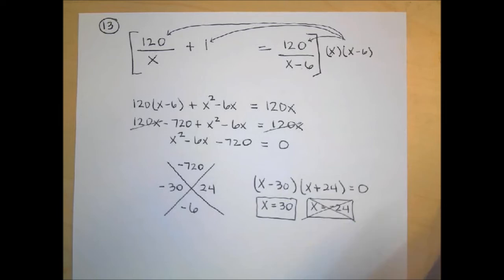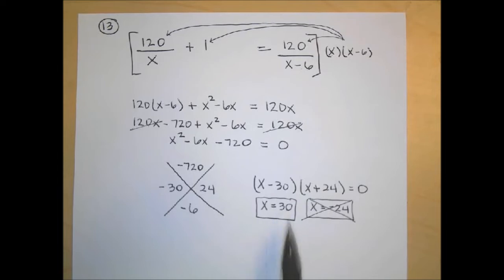So that answer gets thrown out as an extraneous solution just because it doesn't make sense. X needs to represent people. So the answer to the question, how many people originally signed up for the bus trip, is 30.